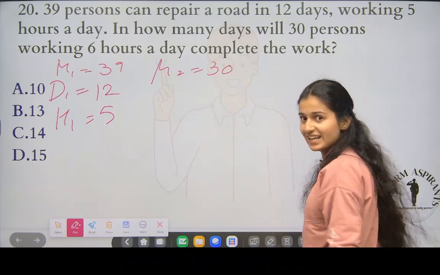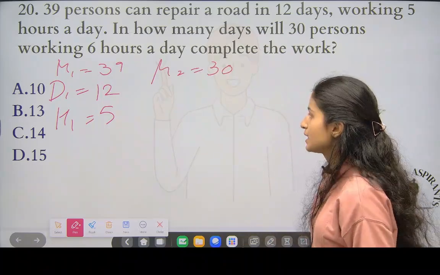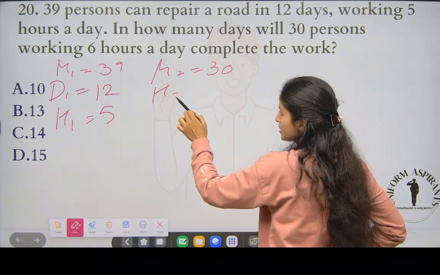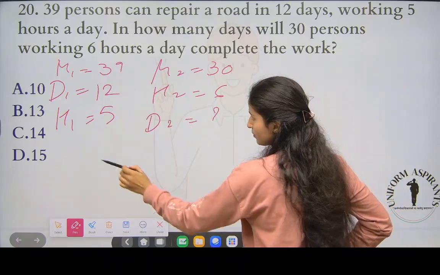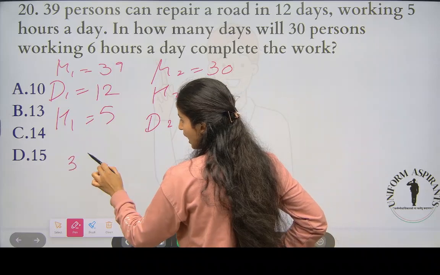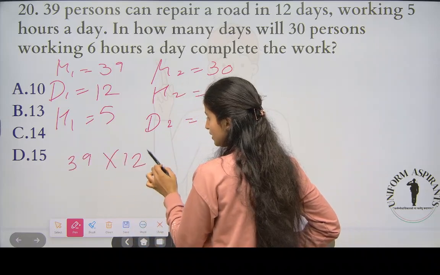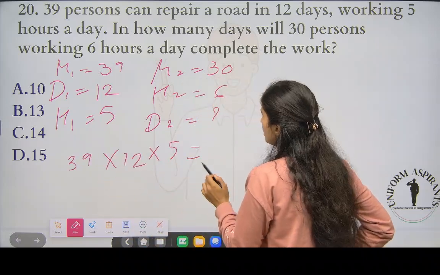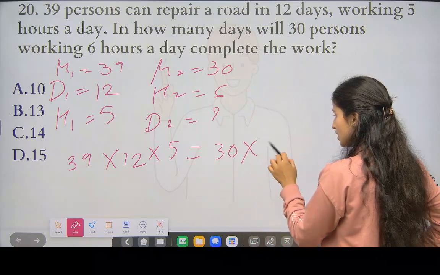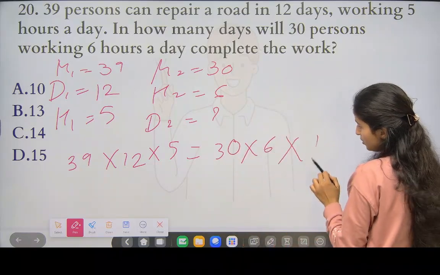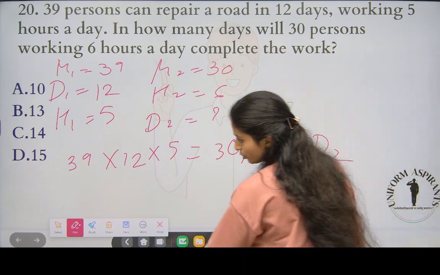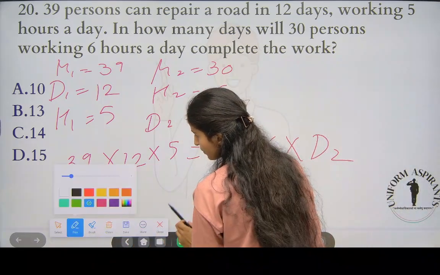30 persons. Working 6 hours. Okay. How many hours? 6 hours. We have to find days. How many days? Okay, do it directly. 39 into 12 into 5 is equal to 30 into 6 into D2. How to cancel it out? I have taught you now.